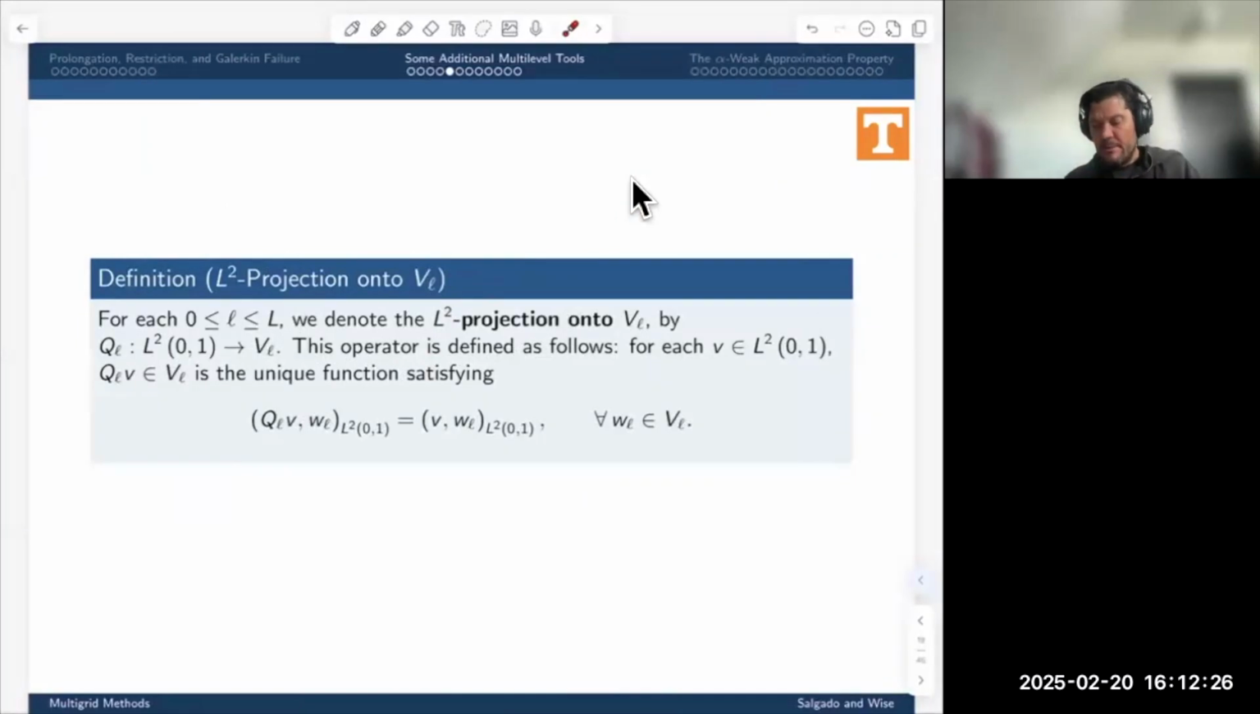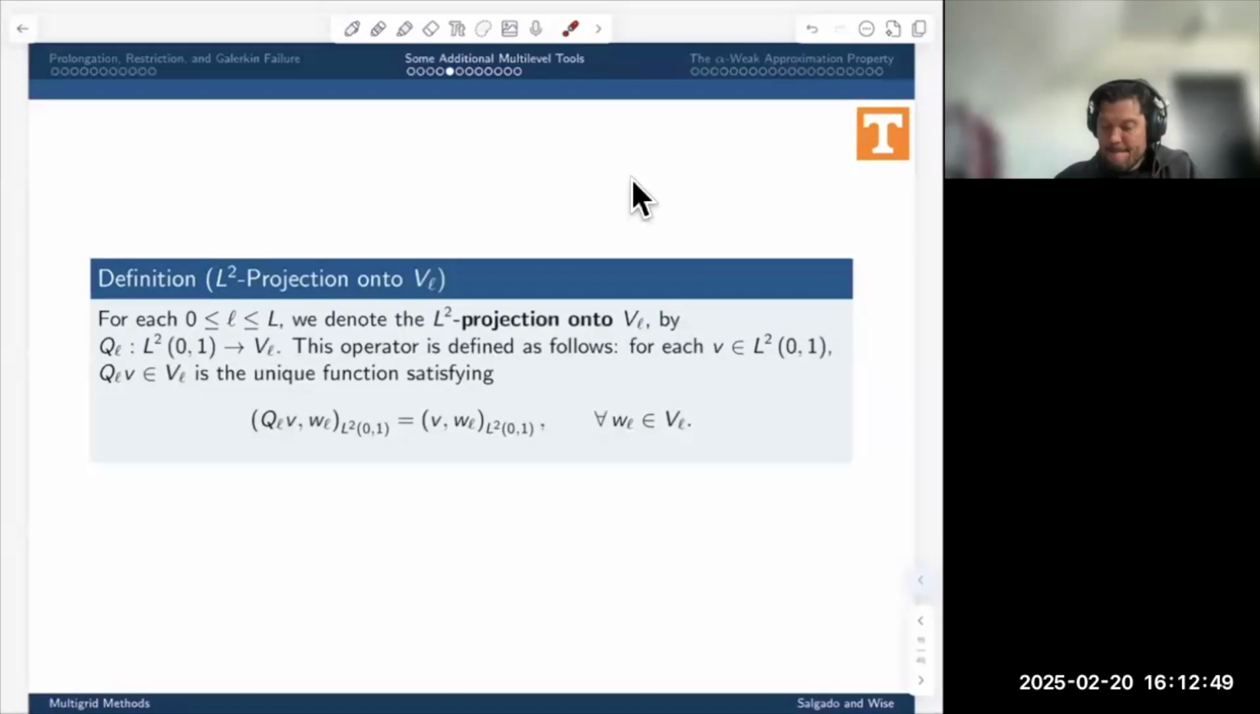And now we come to something new called the L2 projection. So what is an L2 projection? I said last time, some of you have probably seen this before, and there are probably just as many of you who may not have seen something like this before. But let's talk about this first of all.